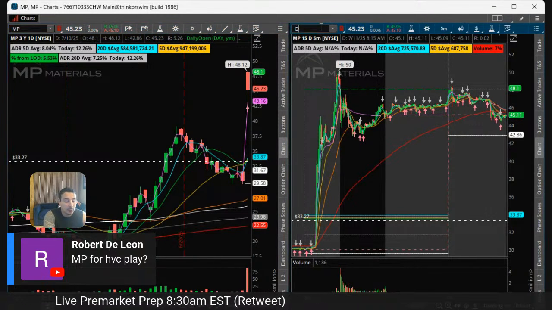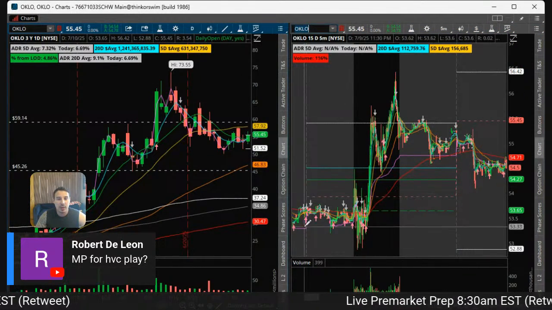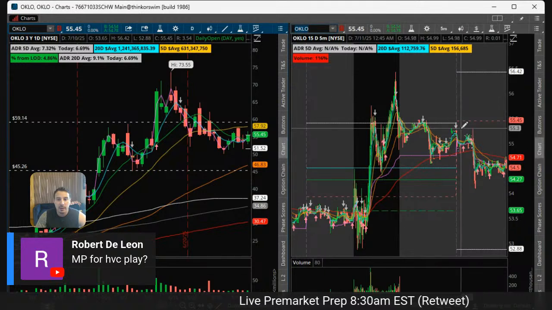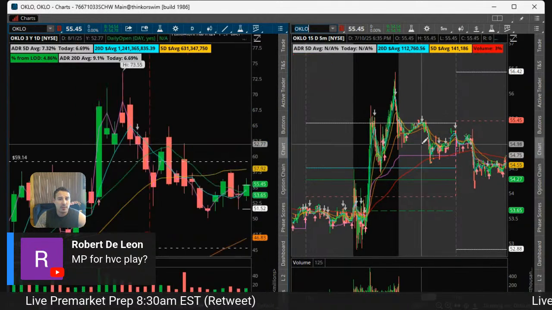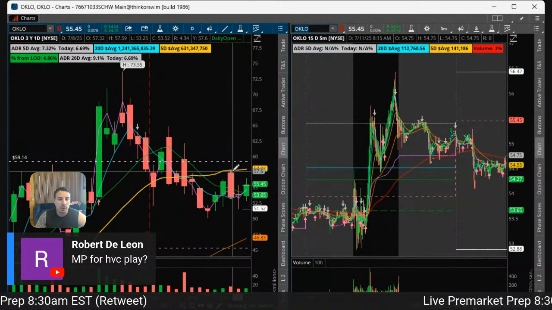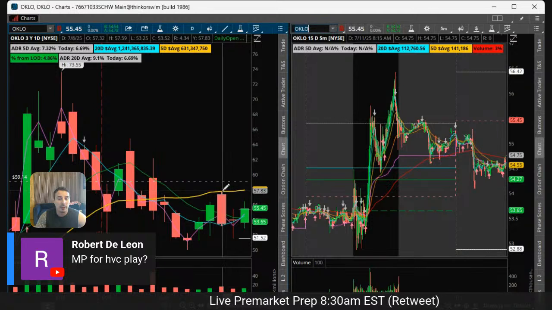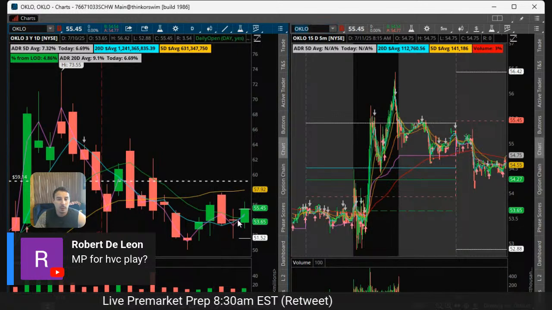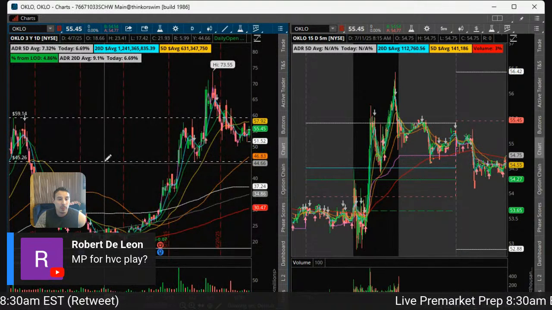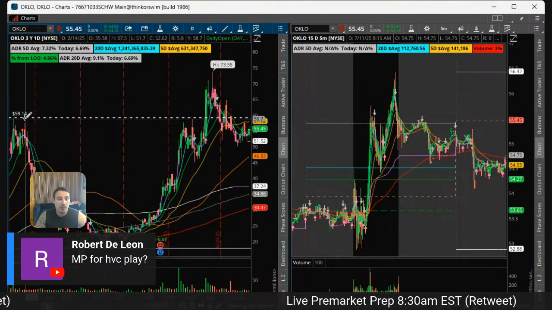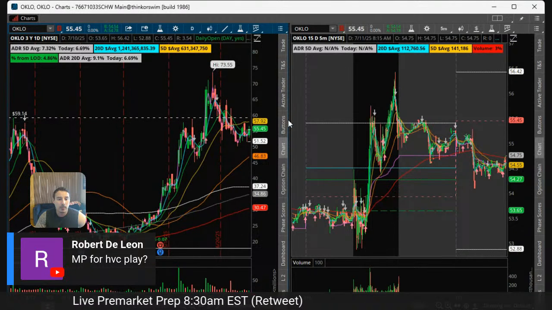Oklo, on the other hand, we'll see with Oklo too. Again, has to take out a prior day's channel. Just when you think it's starting to poke its head, it gaps down overnight. Could be market related, but at the very least, you got to get back up above this 20 simple moving average. And then you could be onto something. So call it like 57 and a half bucks and then better. For right now, it's just kind of living under this February peak.